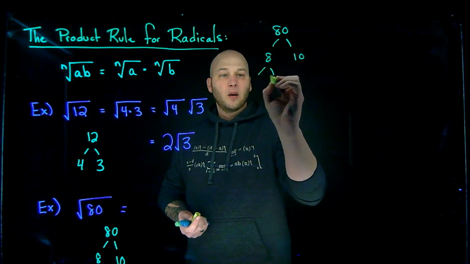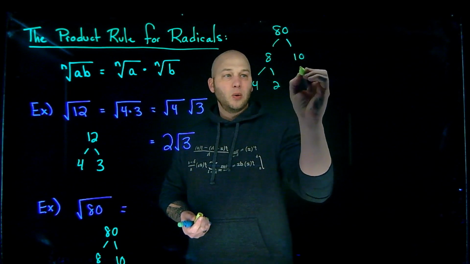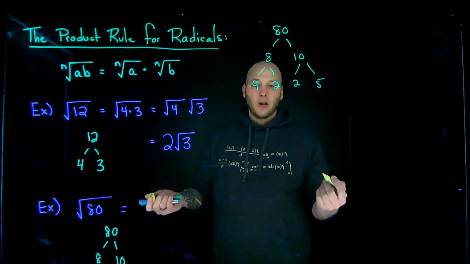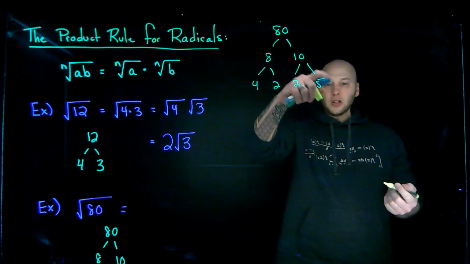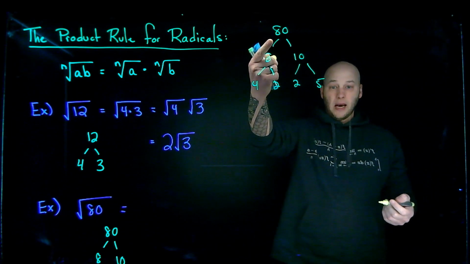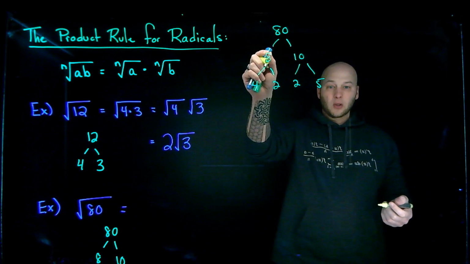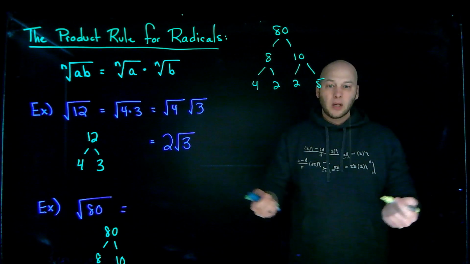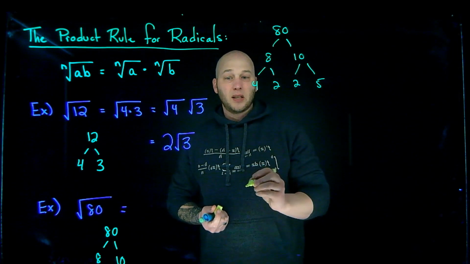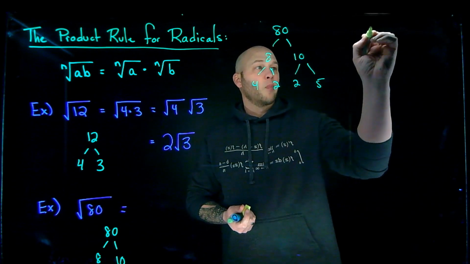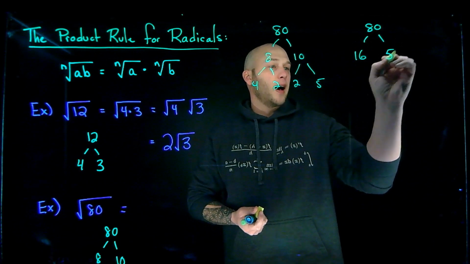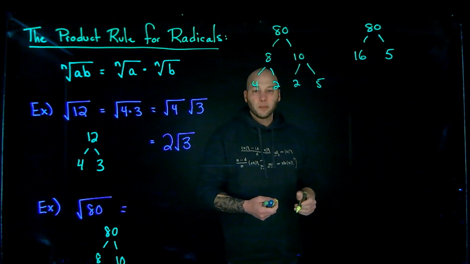Well, 8 I know is 4 and 2, and then 10 is 2 and 5. So it looks like I didn't break this down as efficiently as I could have from the beginning, but that's okay. If you don't see how to factor this to find the largest perfect square, just keep breaking it into primes and see what you get. Because notice I get 4 and 2 and 2, which is 16. So another way I could have broken down 80 is 16 and 5. And of course 16 is a perfect square.